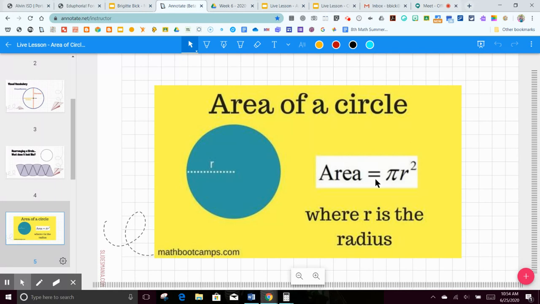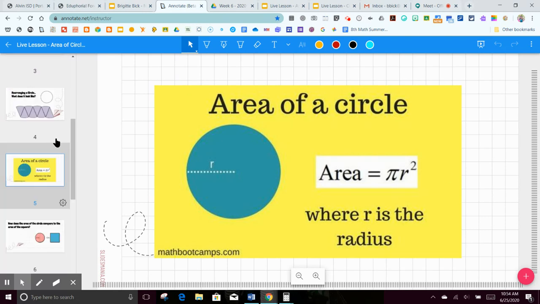So here's the formula. This formula is on your formula chart. You'll probably end up memorizing it because you'll use it so much, but you can always fall back on your formula chart if needed.